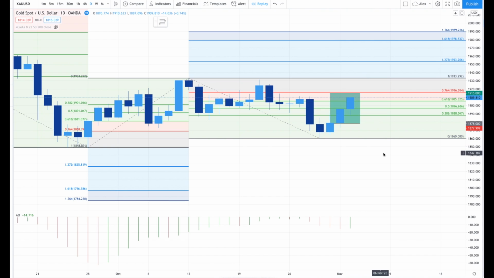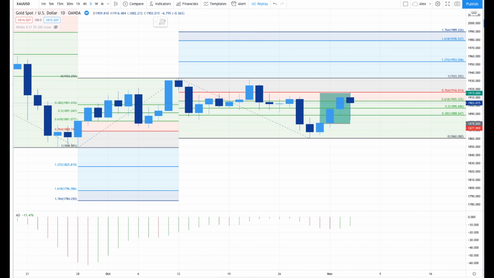We've secured a decent move. We've made some money. It's just a case of now, how much money are we going to make? So let's see what happens. So for me, I've brought my stop up to about 1895, and there you go. See, this is exactly what happens.